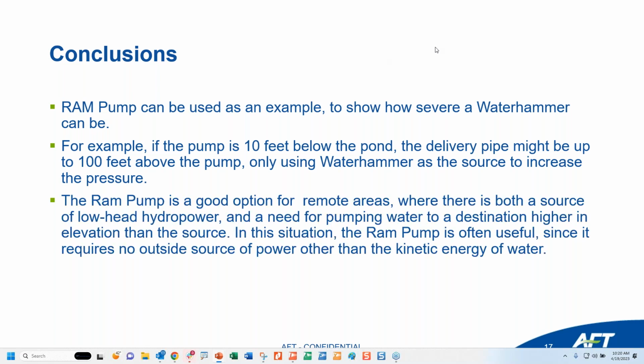Another conclusion that we draw is that the ram pump is a good option for remote areas. As I mentioned, we might not see it at great scale, but it's still useful. And for remote areas where there is both a source of low head hydropower and a need for pumping water to a destination higher in elevation than the source, in this situation the ram pump is often useful since it requires no outside source of power other than the kinetic energy of the water.